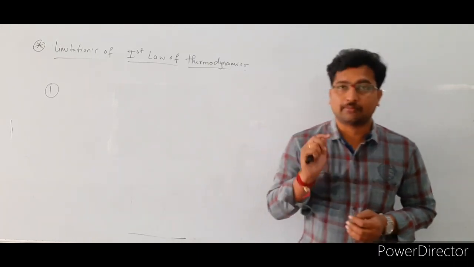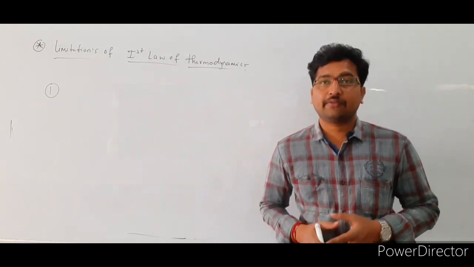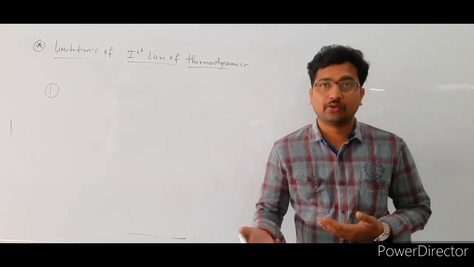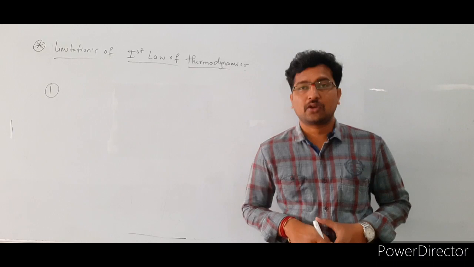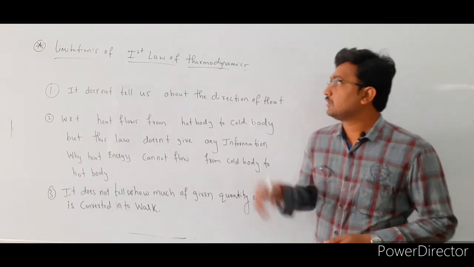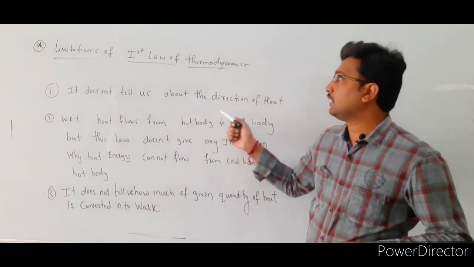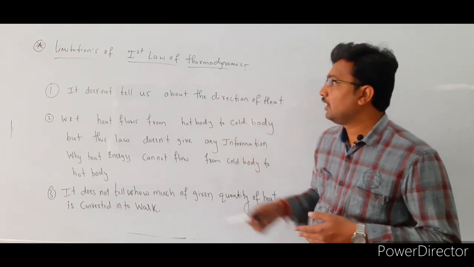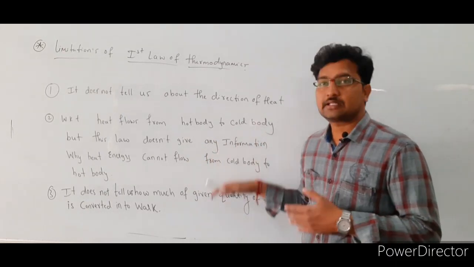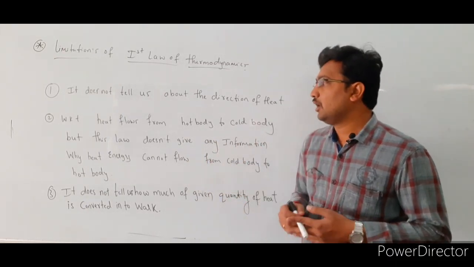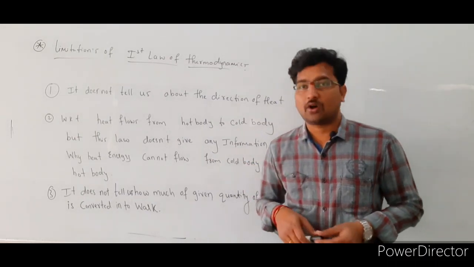Third limitation: it does not tell us how much heat energy is converted into work. So these are the limitations of the first law of thermodynamics. The first one is that it does not tell us about the direction of heat, and the second one is that we know heat flows from a hot body to a cold body, but this law does not give any information why heat cannot transfer from a cold body to a hot body.